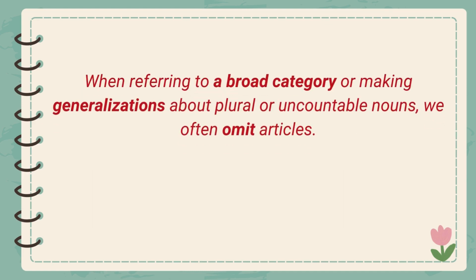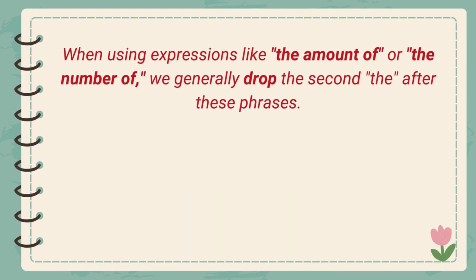When referring to a broad category or making generalizations about plural or uncountable nouns, we often omit articles. For example, I enjoy Italian pasta. Here, Italian pasta is a general reference to pasta from Italy, and the article is omitted. When using expressions like the amount of or the number of, we generally drop the second the after these phrases.